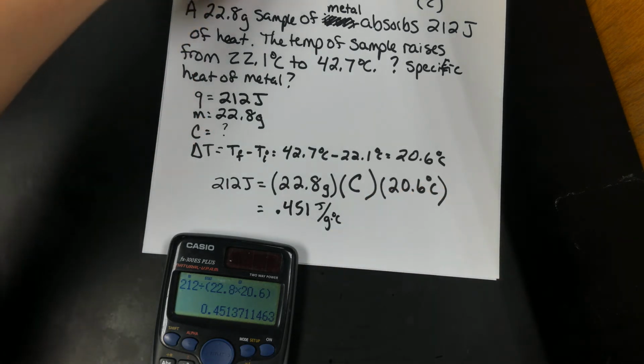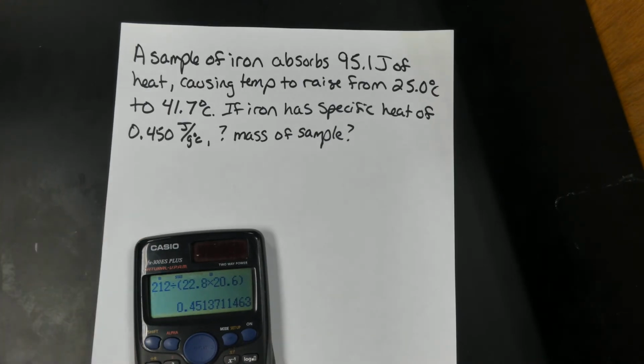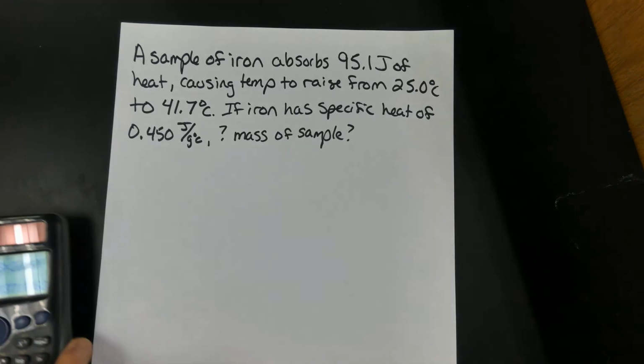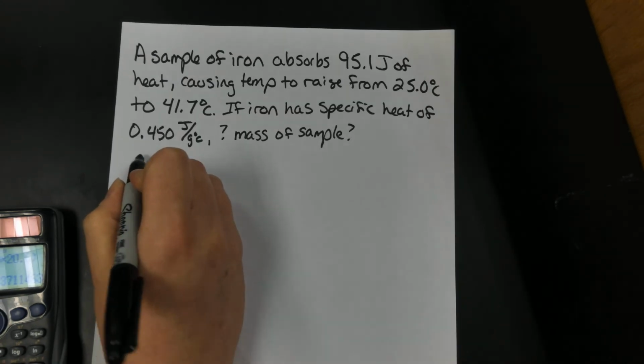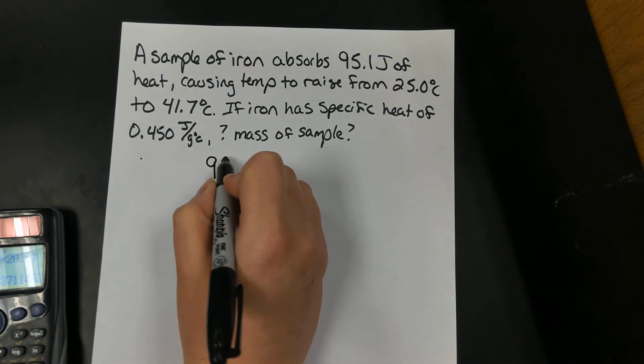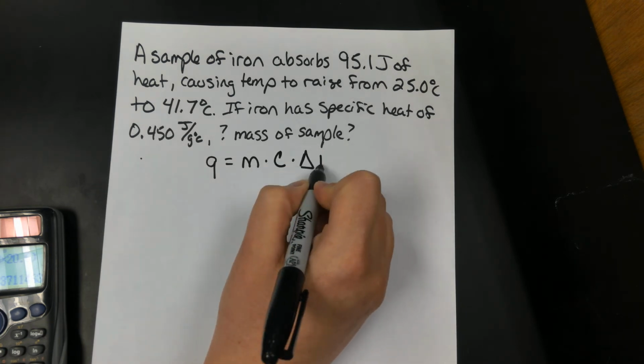So let's move on to a second example I have set up. This one says, what if we have a sample of iron? It absorbs a certain amount of heat and it causes the temperature to rise a certain amount. We know the specific heat of the iron. What's the mass of the sample? So it's a very similar idea. Let's go ahead and define our terms, or we could even rewrite the equation: Q equals M times C times delta T.